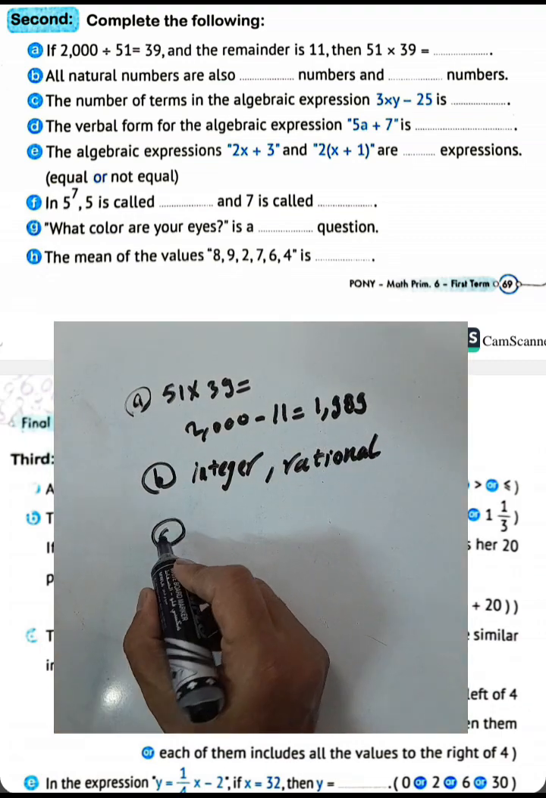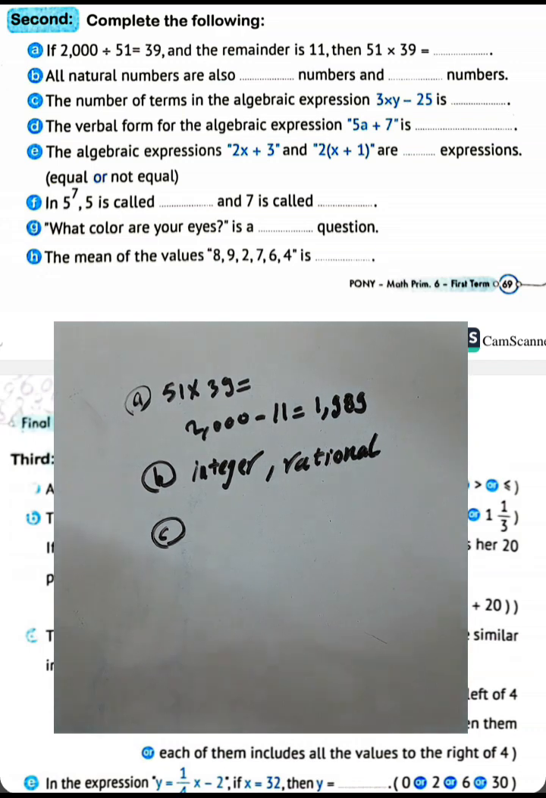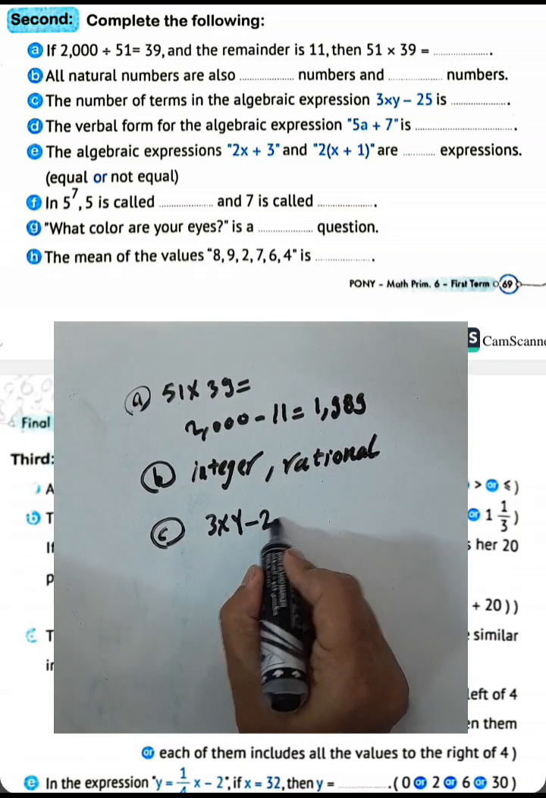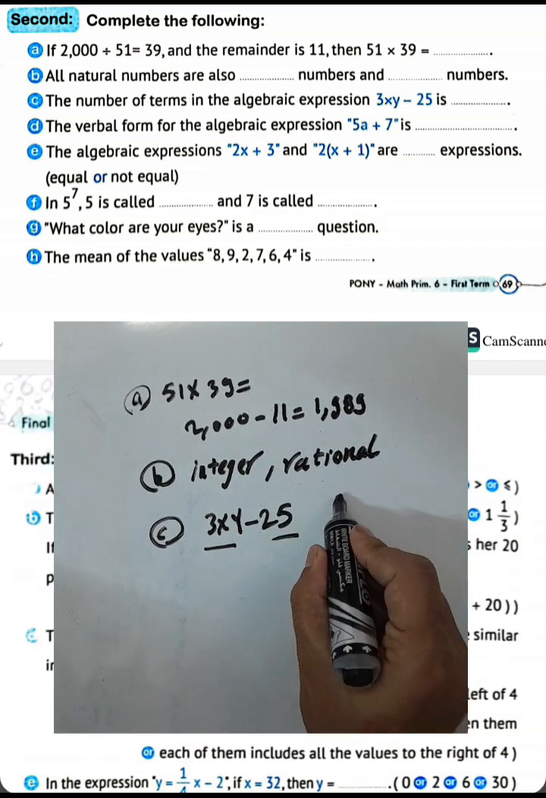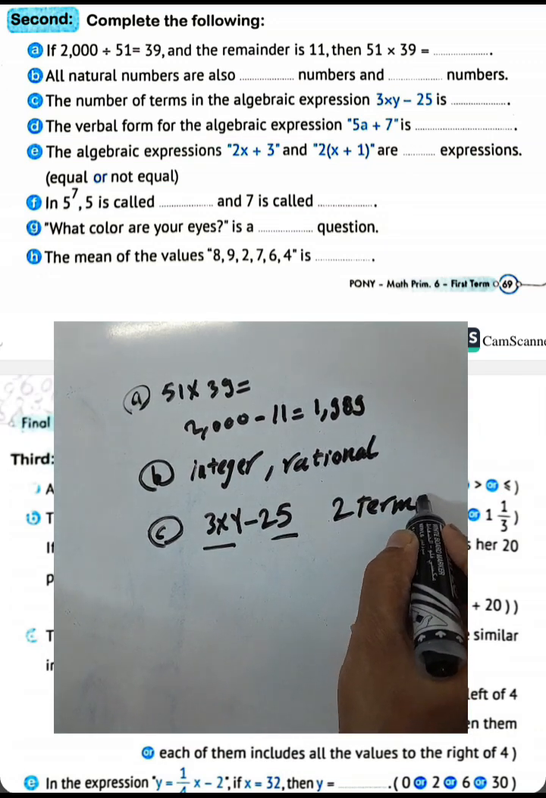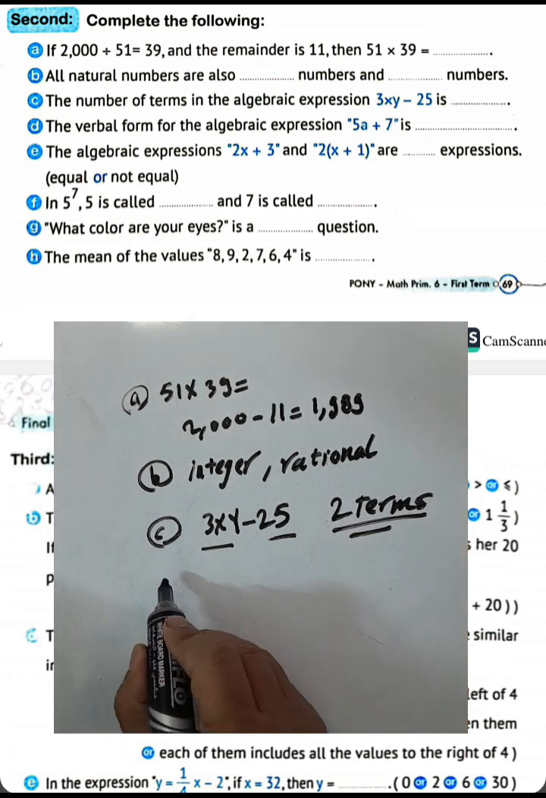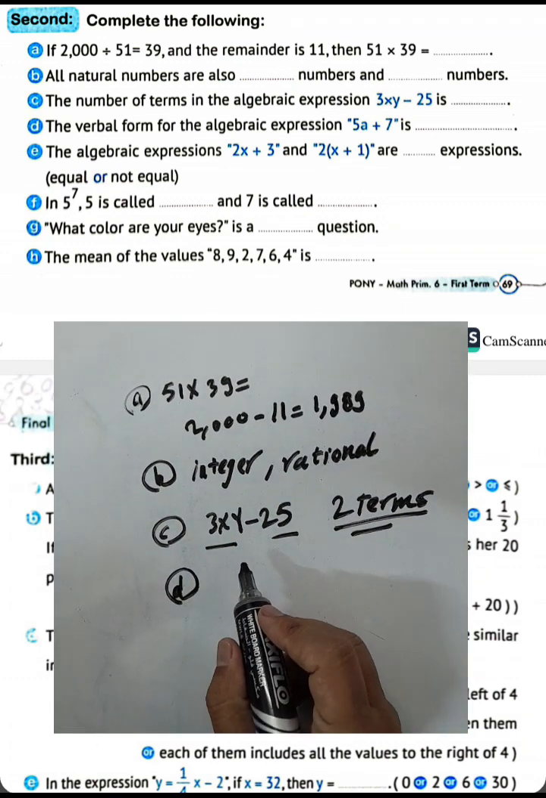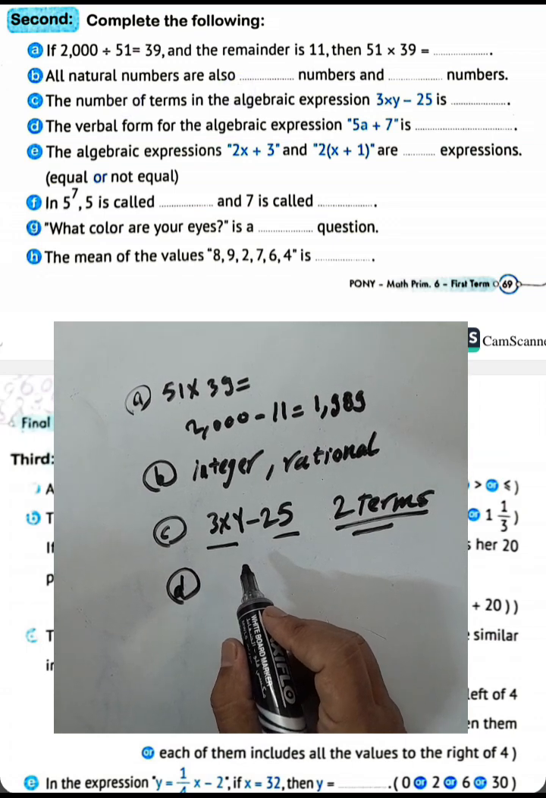Question letter C. The number of terms in the algebraic expression 3xy subtract 25. We have two terms here, right? Two terms. Okay. Letter D, the number of terms in the algebraic expression.